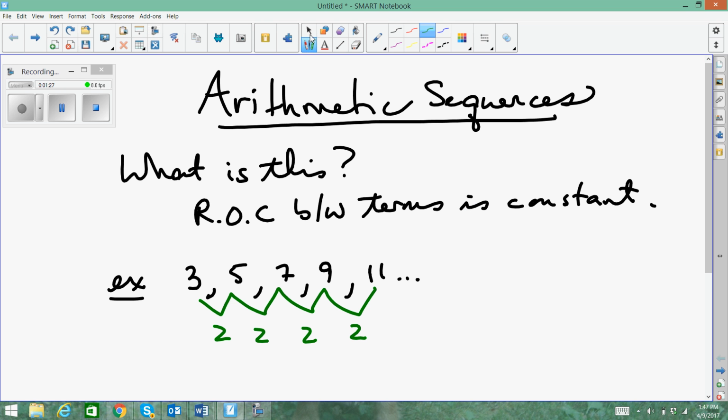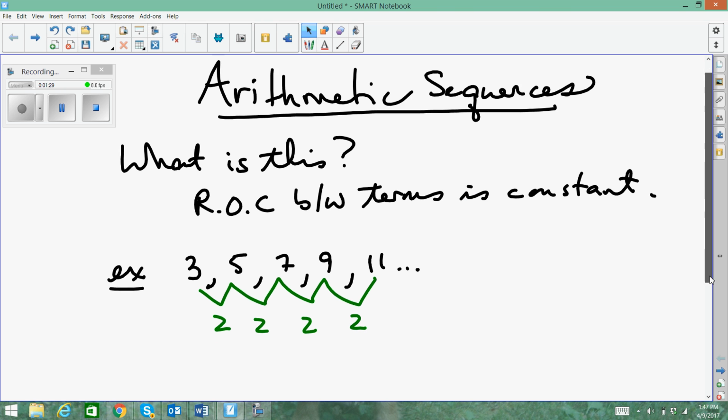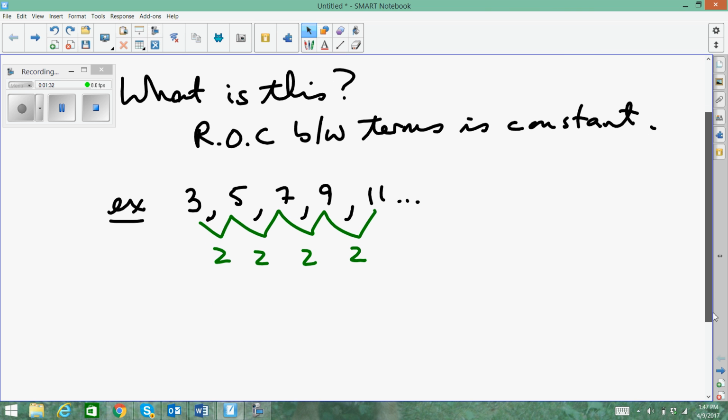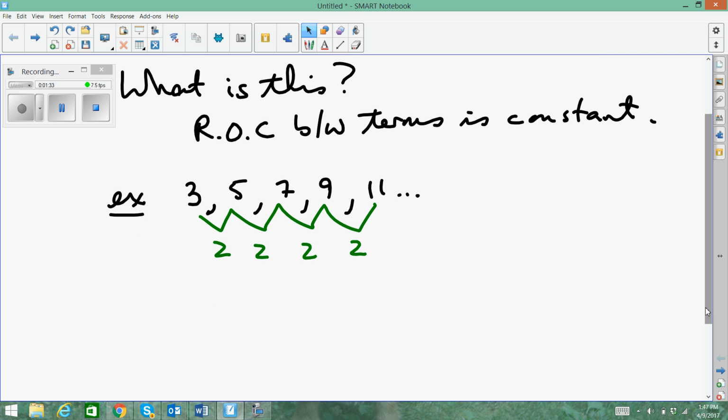Another way to think about it is that it's linear, because as we know, lines have a constant rate of change, and there's another word for that constant rate of change. You can say it right now. That's right, it's the slope. Okay?